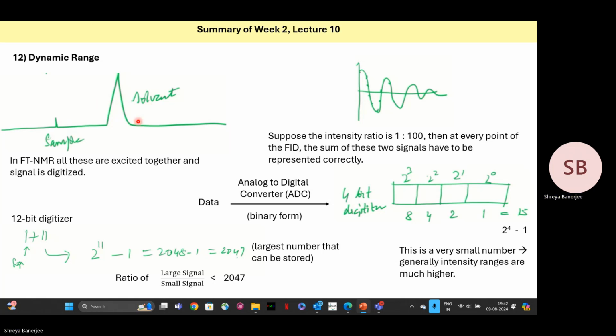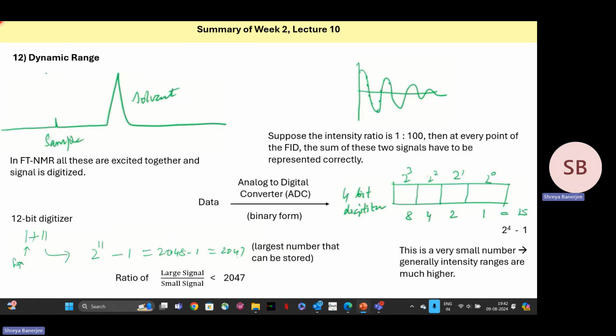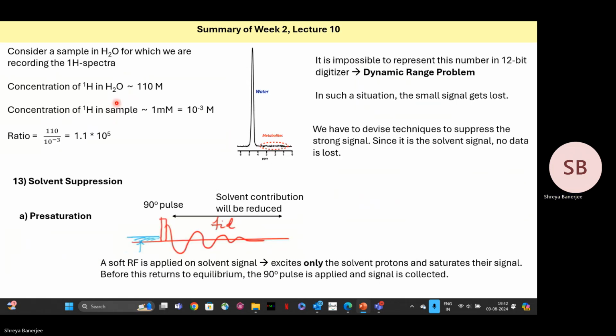I'll show you what happens. Only when the ratio of the large signal to the small signal is less than the limit allowed by the digitizer will both the large and small signals be able to be saved.